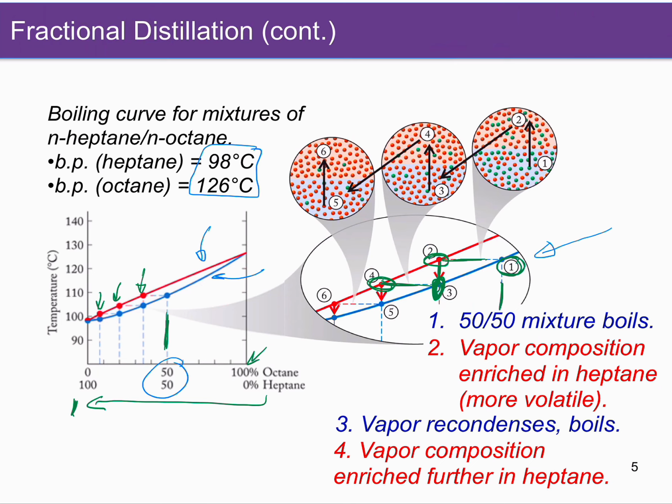It's going to condense on the next plate. The next plate's going to heat up. The vapor is going to be even more enriched, and so on and so forth. So hopefully by the end we get a separation of heptane and octane, where heptane would be the one that is collected in the flask and octane would be the one that is left behind.